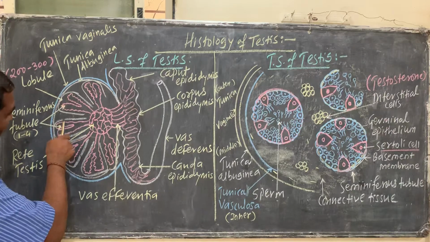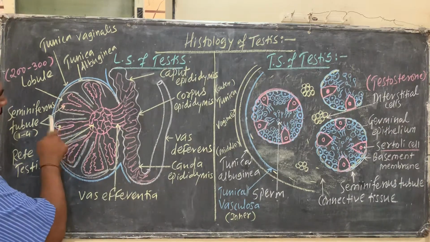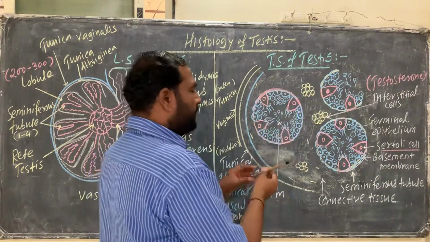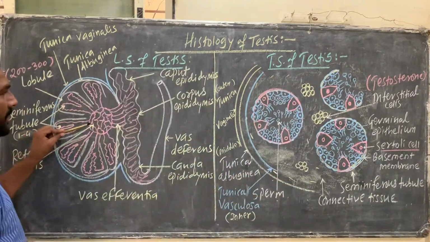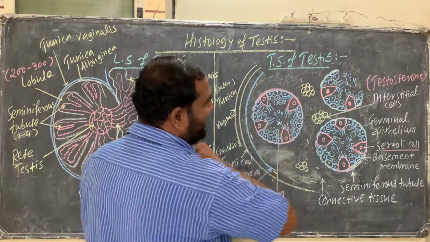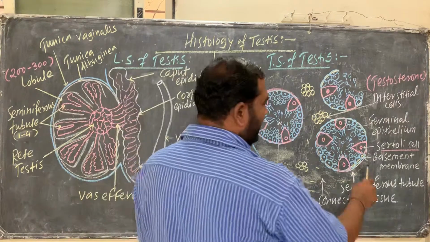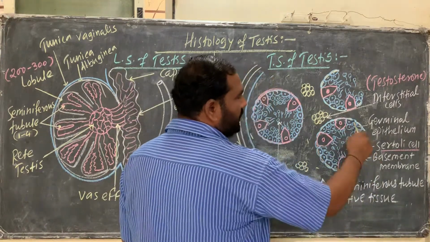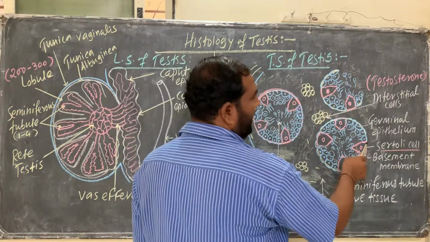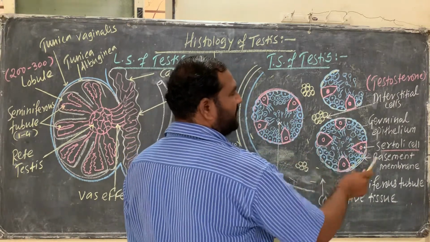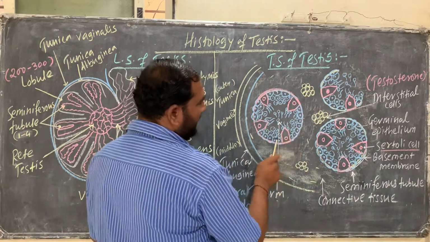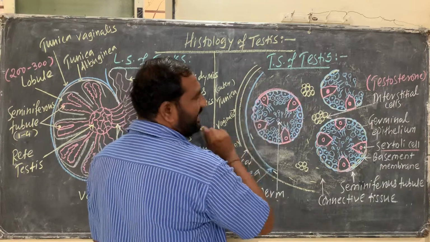So if we take the TS of that, then that one is looking like this. Suppose here is the seminiferous tubule, if we cut it, then that structure is looking like this. So what does this consist of? Here is the basement membrane. So the basement membrane is present around that seminiferous tubule. Then next to that there are germinal epithelial cells. So these cells are the germinal epithelial cells.